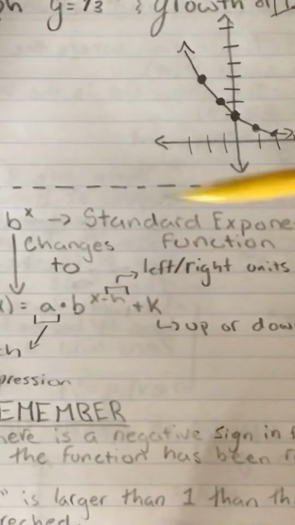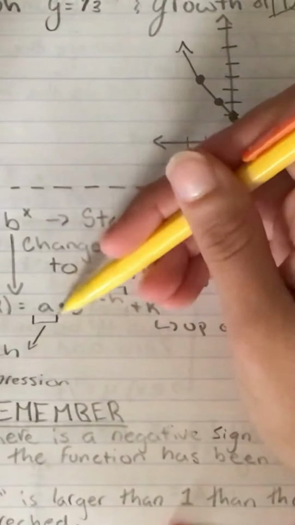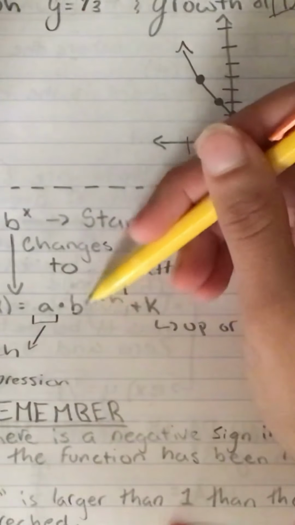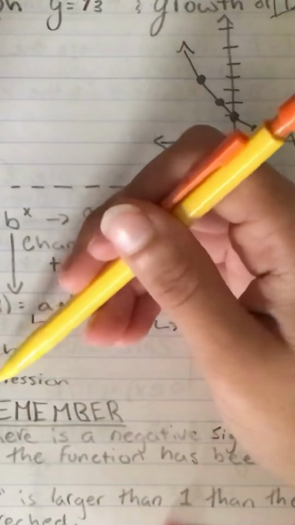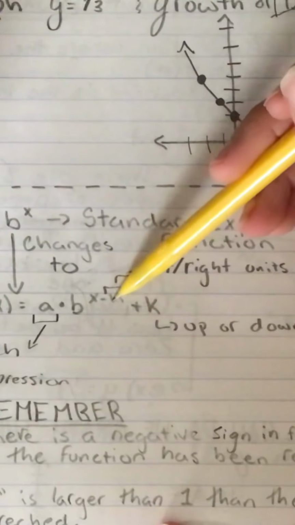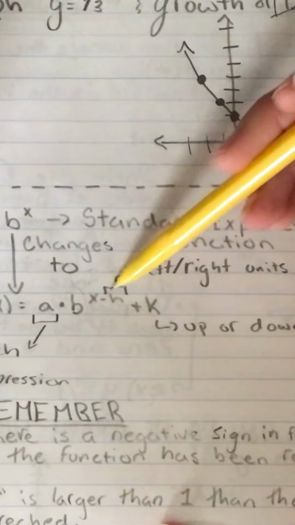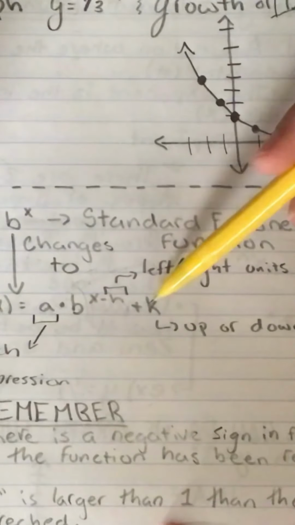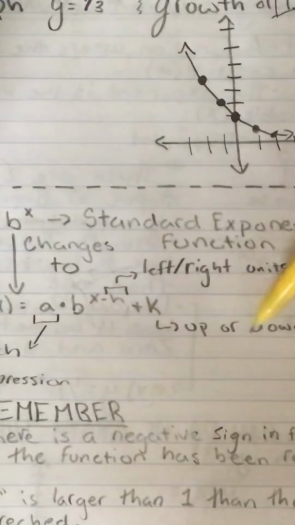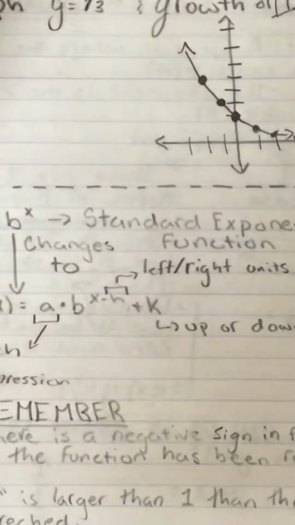And to do that, whenever there's a number in front of the base number, it is known as a, stretch or compression. h right here is known for moving the units left and right. And k is to know up and down units.